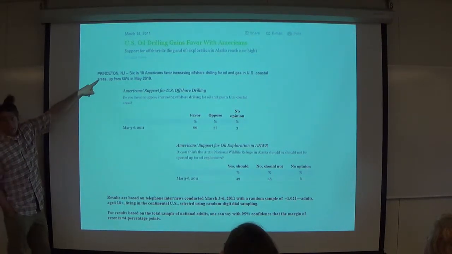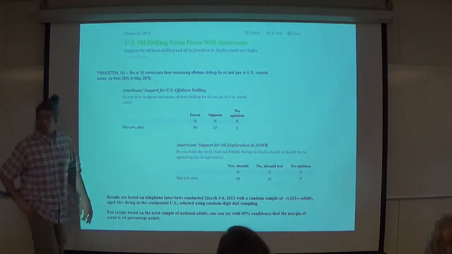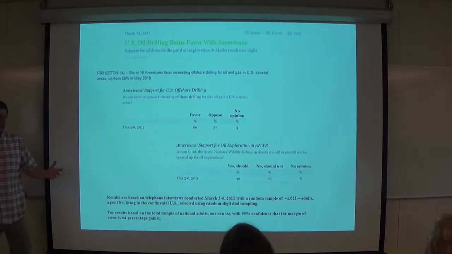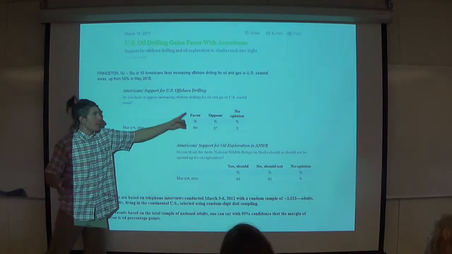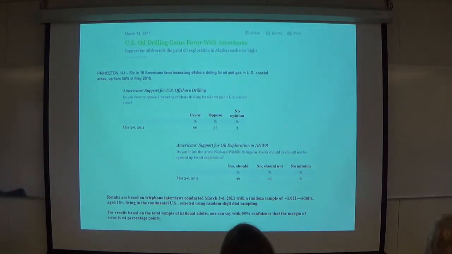Here's the opening sentence. 6 in 10 Americans favor increasing offshore drilling. 6 in 10 is what percent? 60, there's 60% right there. I have a problem with that statement. We just told you 60%, 6 in 10. But I have a problem with saying that 6 in 10 Americans. 6 in 10 of who said they favor offshore drilling? 6 in 10 of the sample said they favor offshore drilling. That is not 6 in 10 of every American out there.